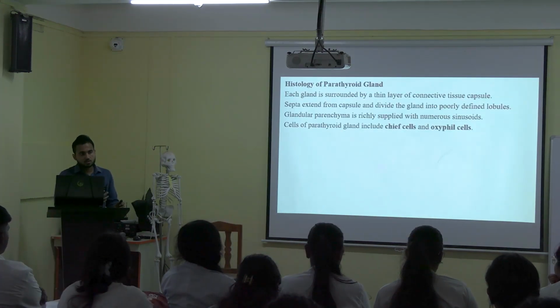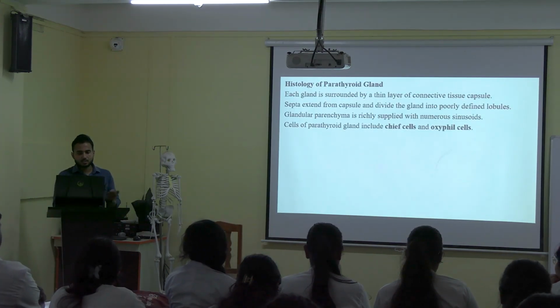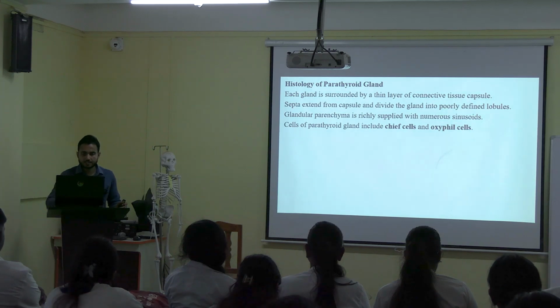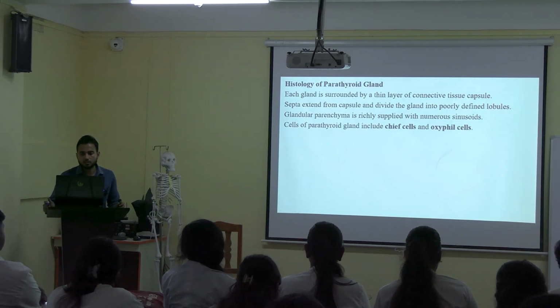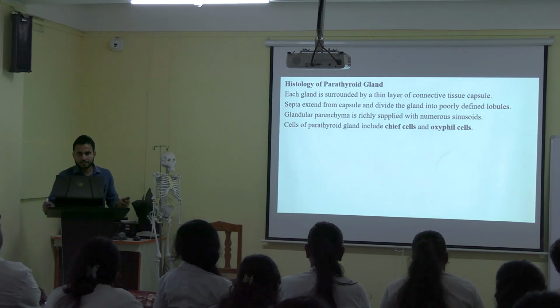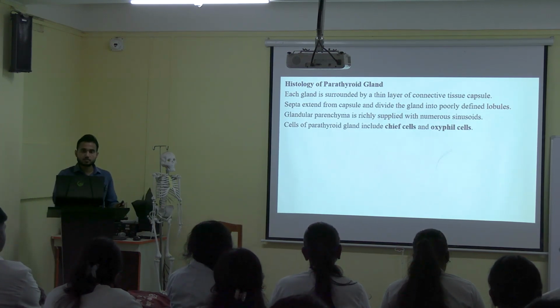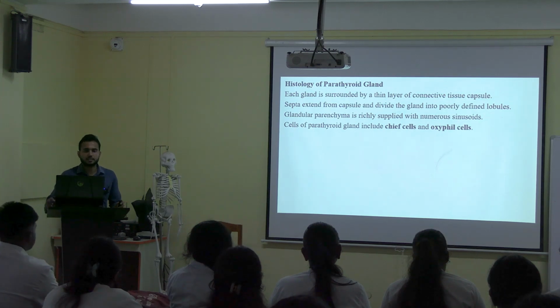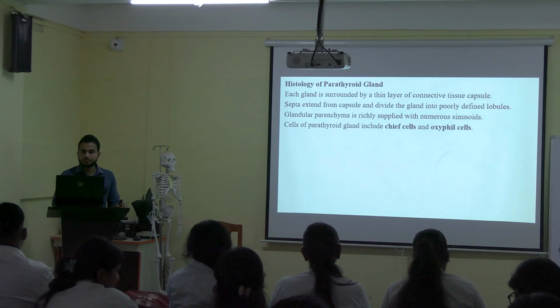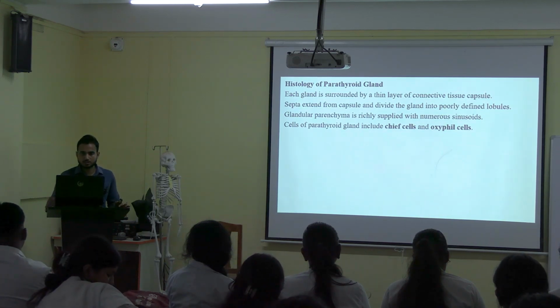Here also, each gland is surrounded by a connective tissue capsule, same as the thyroid. Septa will extend and divide it into poorly defined lobules, or you can say incomplete lobules. The parenchyma, the secretory part, is richly supplied by sinusoids. These sinusoids are not present in the thyroid gland, but more sinusoids are present inside the parathyroid gland. This is a big difference between these two glands.